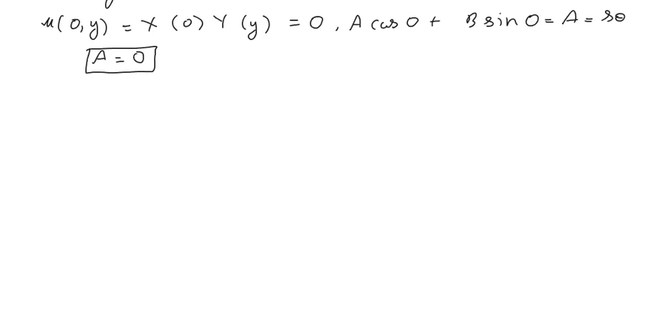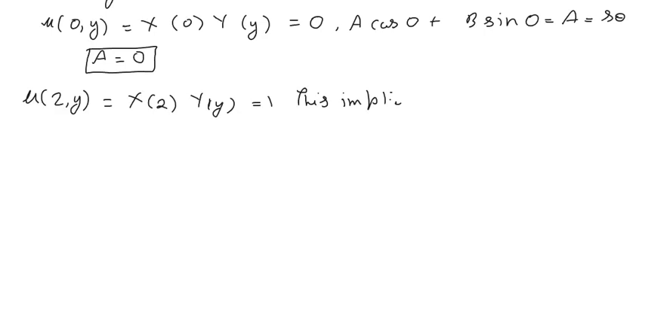Now for the second boundary condition, we have u(2, y), which is equal to X(2)Y(y), which is equal to 1. This implies B sin 2 lambda is equal to 1.